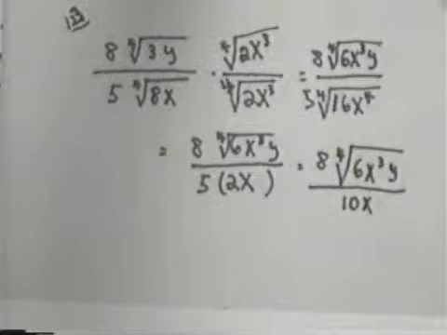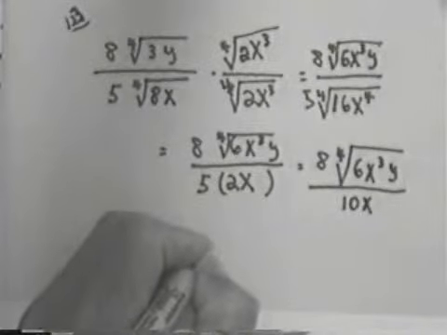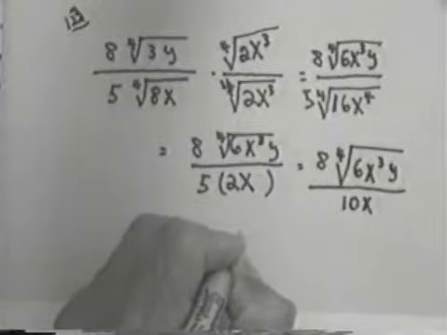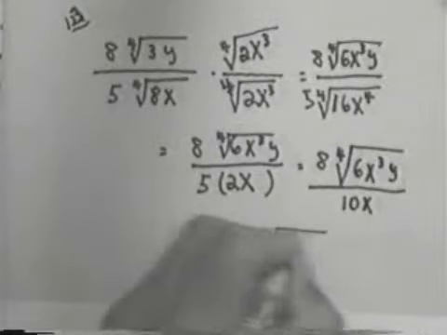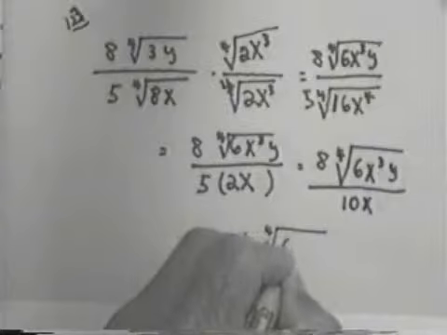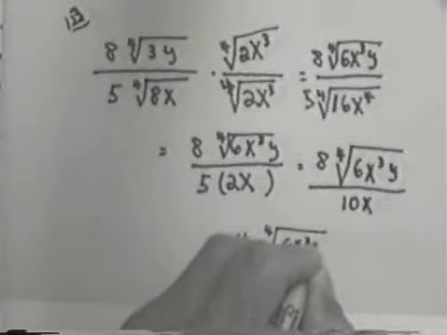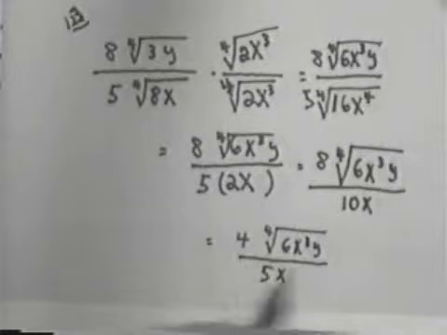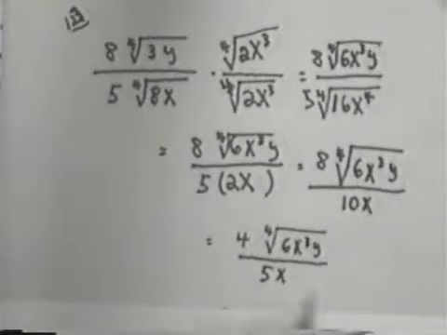And one should always reduce fractions. Notice the 8 and 10 are both out from under the radical, so they can be reduced. So it would be 4 times the 4th root of 6x cubed y divided by 5x. 2 going into 8 4 times, 2 going into 10 5 times.